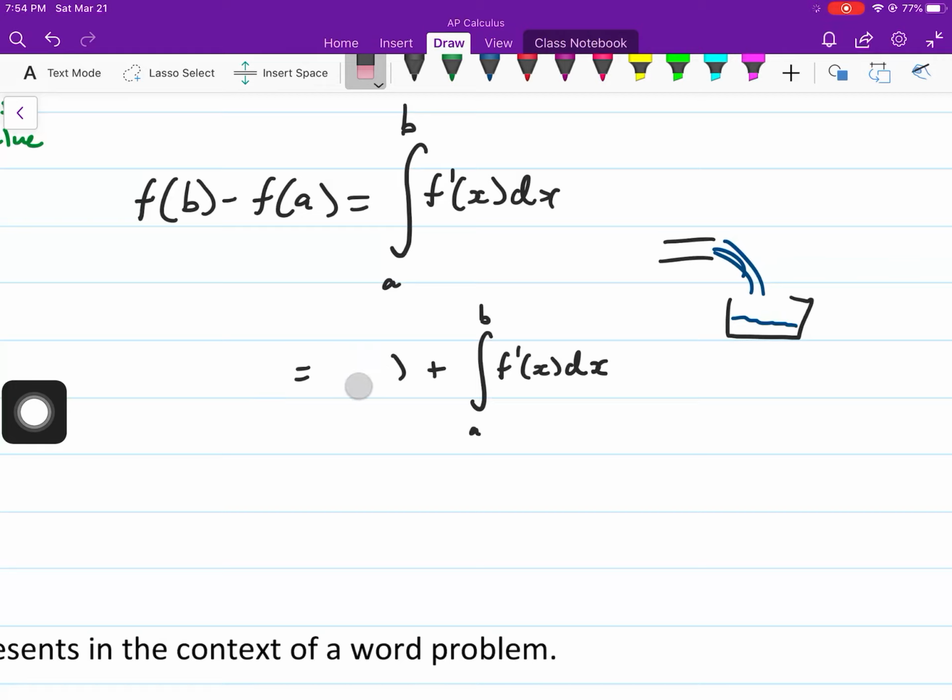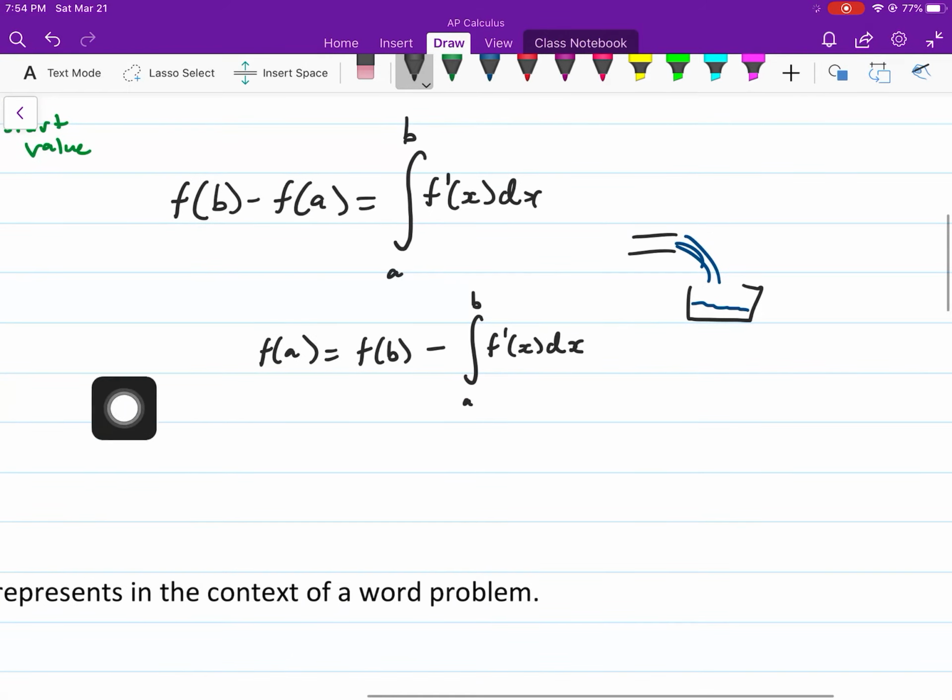Or if you wanted the start value, let's just take it back a step. We could subtract f of b to the other side and divide by the negative. That's also a possibility, to get that the starting value f of a is equivalent to f of b minus the integral. That would just be subtracting f of b, so that would be negative f of a equals negative f of b plus the integral, and then dividing by the negative does the opposite. So that's a way we can come up with the start value instead. Using this formula, we can rearrange it and come up with different things from that.